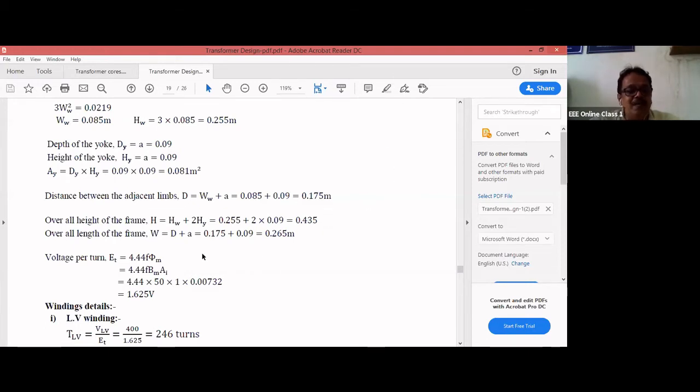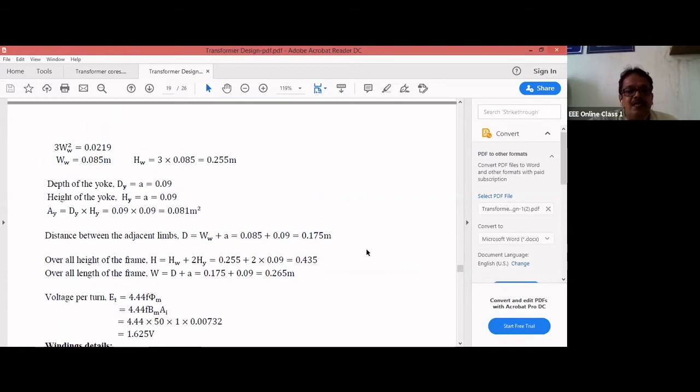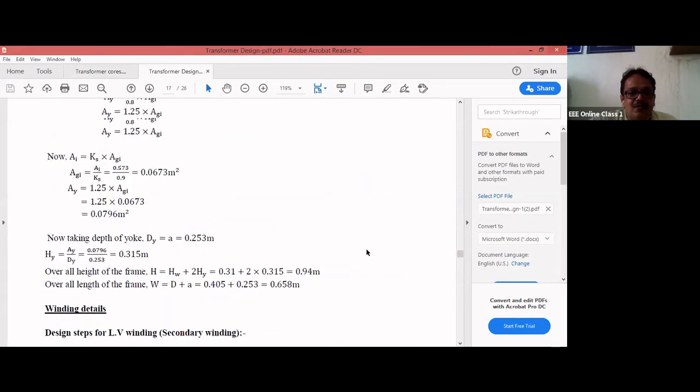Overall height of the frame is HW plus 2HY. Overall length of the frame, W, is equal to D plus A. D I don't know, so you calculate. Distance between the adjacent limbs, D, is equal to WW plus A. I think I already explained that in the last class. Further, if you require something, I will tell you.